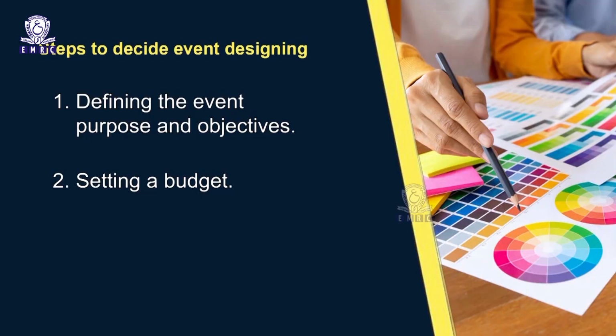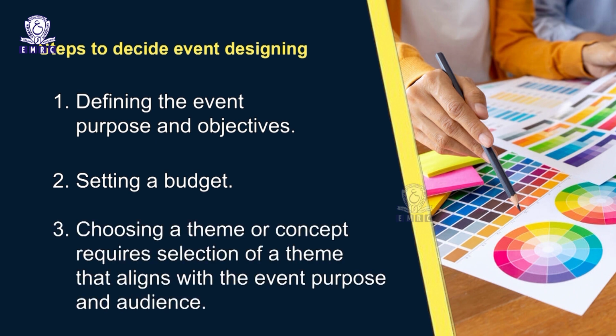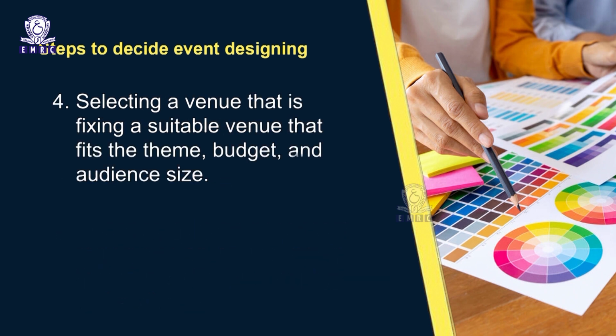2. Setting a budget. It is to determine the allocated funds for the event. 3. Choosing a theme or concept. It requires selection of a theme that aligns with the event purpose and audience. 4. Selecting a venue, that is, fixing a suitable venue that fits the theme, budget and audience size.